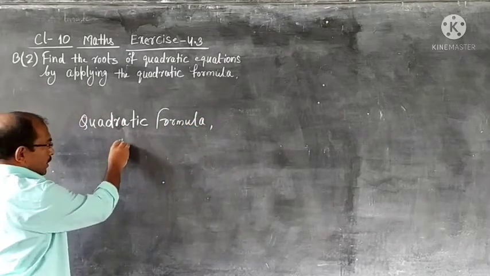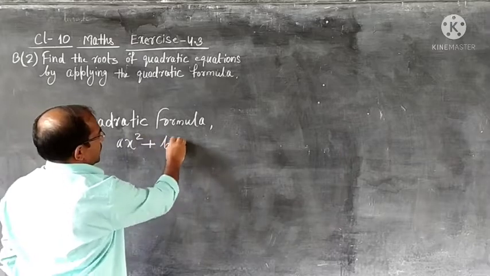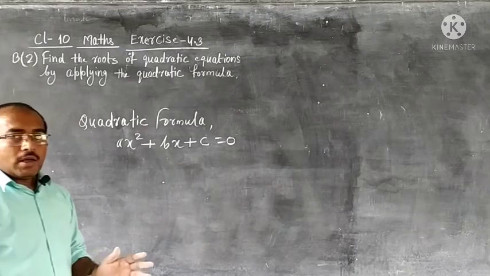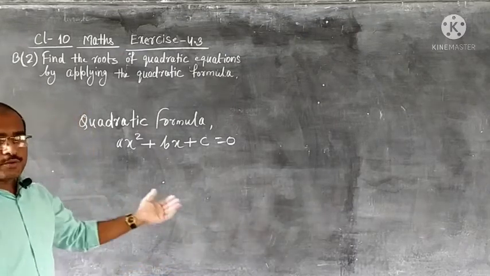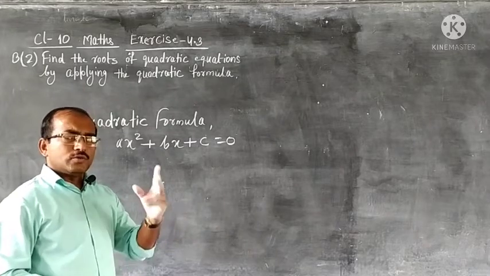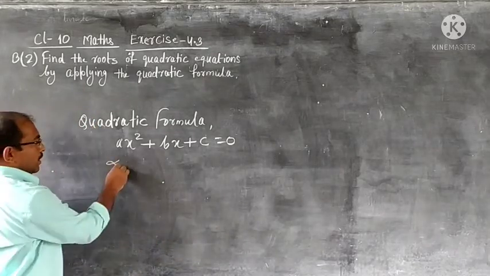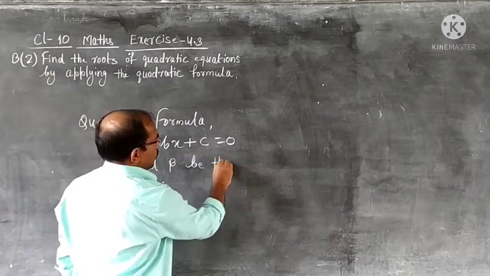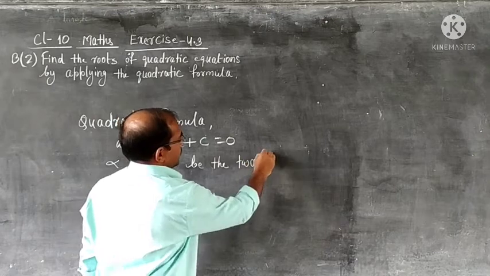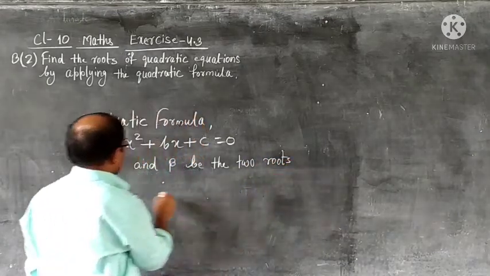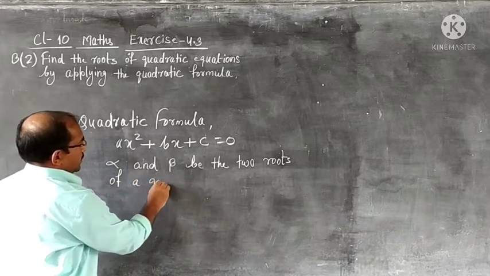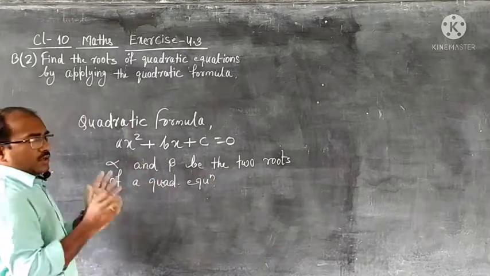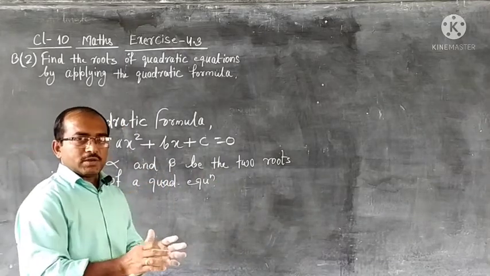It comes from the quadratic equation ax square plus bx plus c equal to 0. We all know this is the form of a quadratic equation. And how many roots does a quadratic equation have? We have solved so many equations and found two roots of a quadratic equation. So, let us say alpha and beta be the two roots of a quadratic equation. Here alpha and beta just denote the first root and second root.